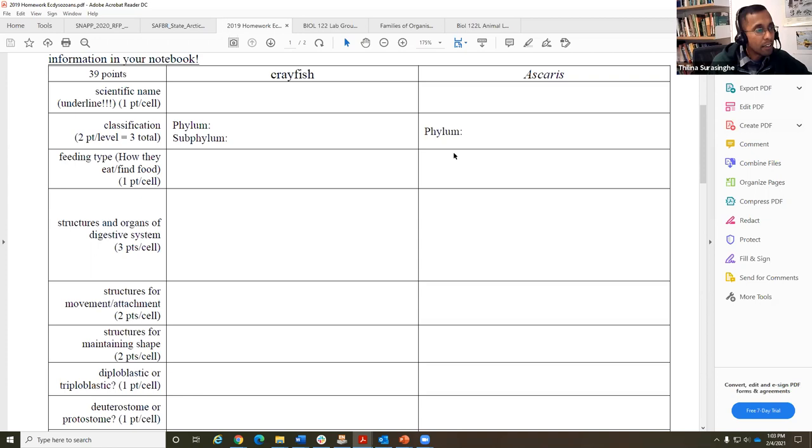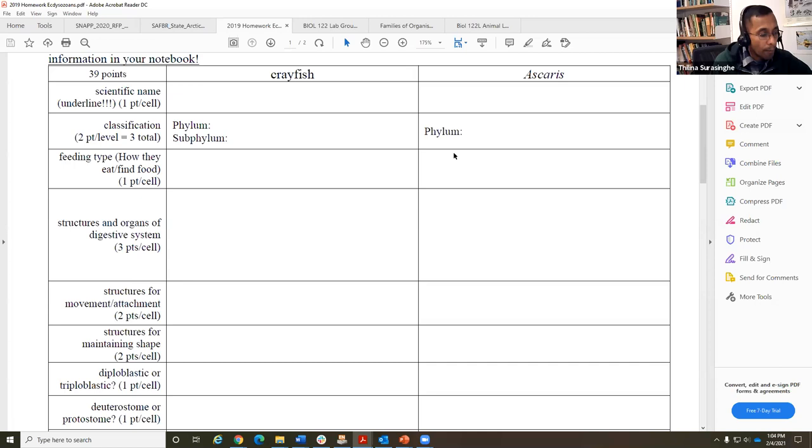And then structures and organs in the digestive system. This is another place where, unfortunately, some of you lose points. Start from the mouth if they have a mouth, then list everything after the mouth. Do they have a mouth? Yes. What should come next? Go back to your dissection PowerPoints. Esophagus. Do they have a stomach? How many different stomachs do they have? Pyloric, cardiac, and then go through all the steps of the digestive system and write it down. Mostly students lose a few points because they forget to include some of them.